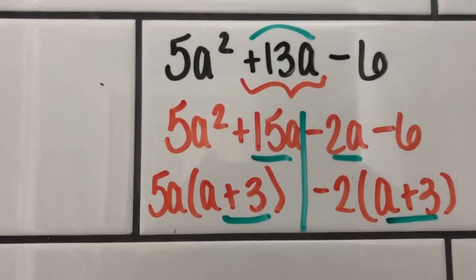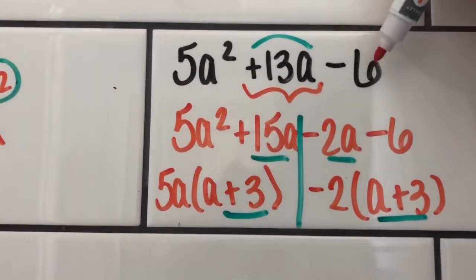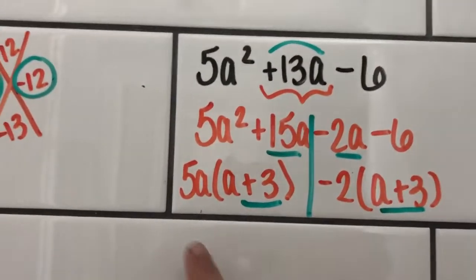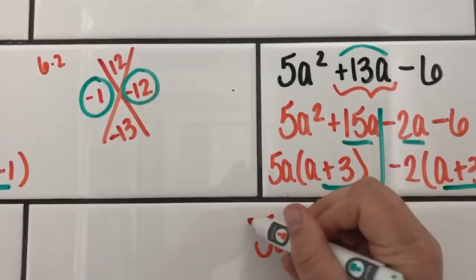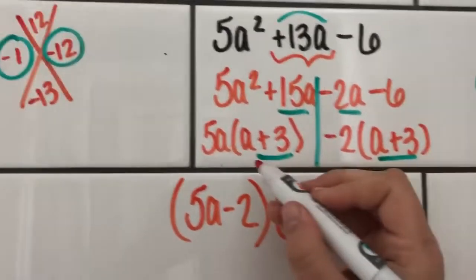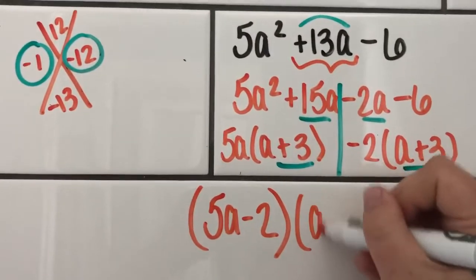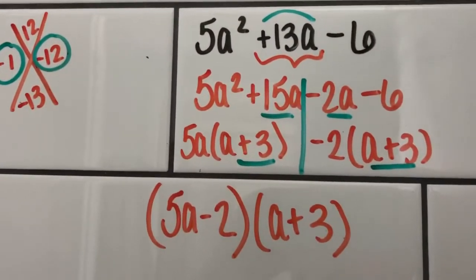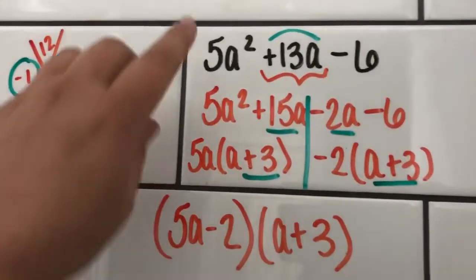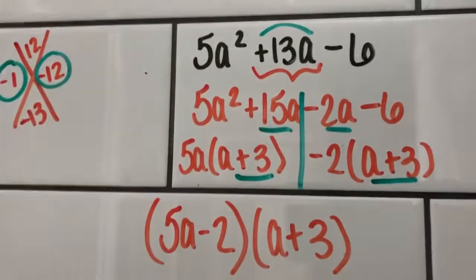And the 2 binomials that are going to multiply together to create this original trinomial, we're going to use those 2 GCFs we pulled out. So 5a minus 2 and my matching one, a plus 3. And you would be done. You factored there. You can go ahead at home and try to FOIL it. Make sure it multiplies back out to this.